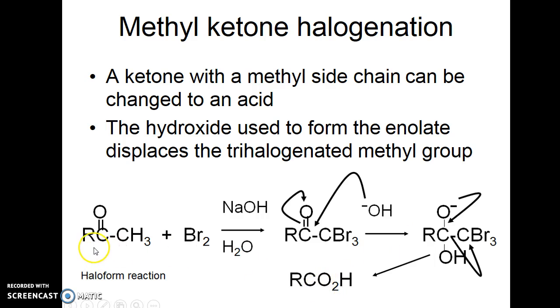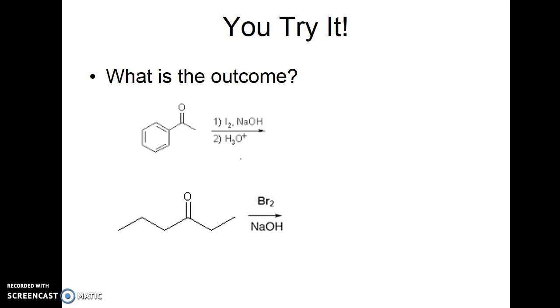So this is a method of turning a methyl ketone to a carboxylic acid. We call that reaction the haloform reaction, because the byproduct of this reaction is a haloform. A methyl with three halogens attached is called a haloform. So what is the outcome of these reactions?